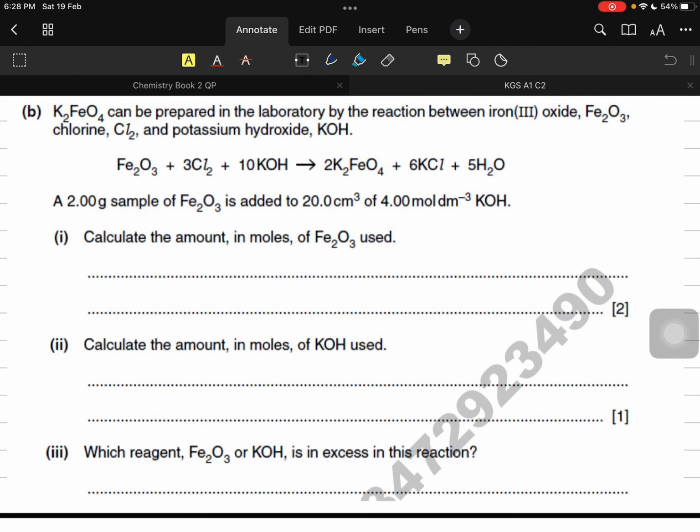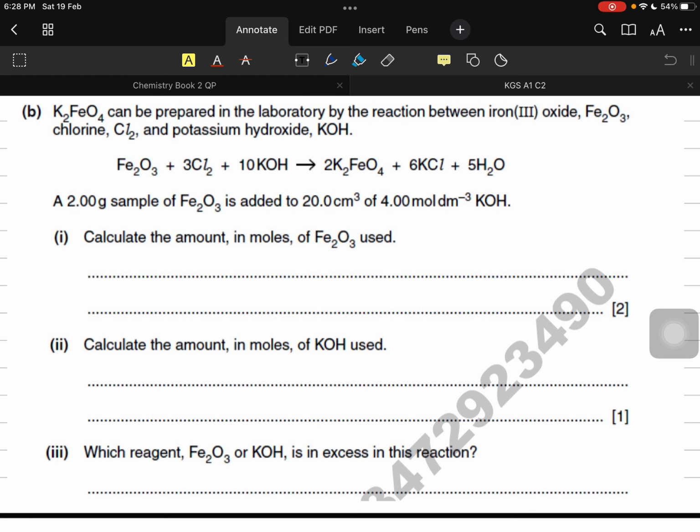Hey everyone. So in the last video we were talking about the idea of limiting reactant. We solved some hypothetical examples, and in today's video we are going to try some past paper questions to just compile all the ideas that we have learned so far.